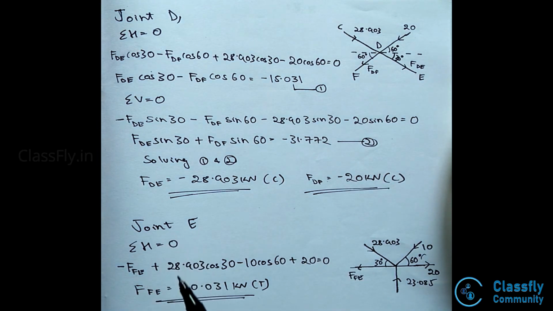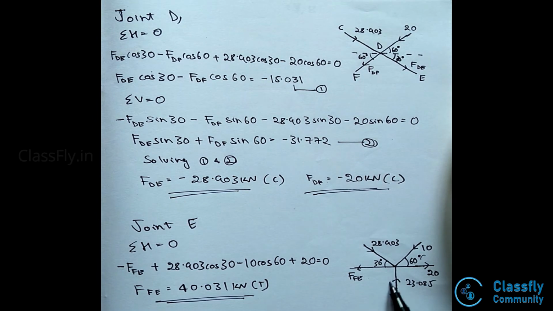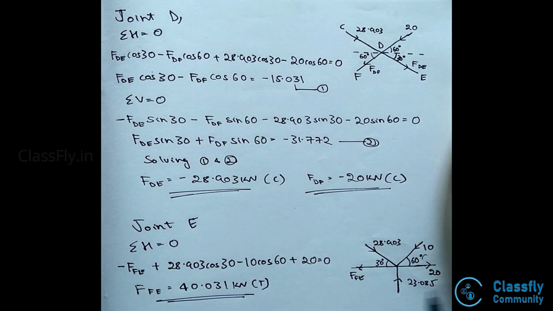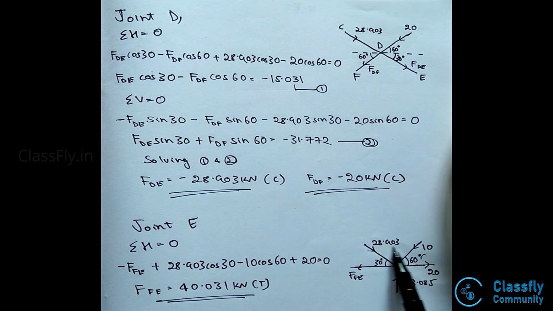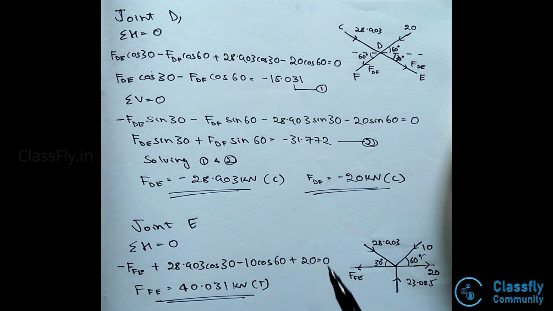Now, consider the last joint, that is joint E. Hence, we have the forces 28.903, the 10 kilonewton load, force FEF, the reaction force at E, that is the vertical reaction force 23.085, and the horizontal reaction force 20 kilonewtons. Hence, applying summation H is equal to 0, we get minus FEF plus 28.903 cos 30 minus 10 cos 60 plus 20 is equal to 0. Hence, upon solving, we get the value of FFE to be 40.031 kilonewtons, which is a tensile force. Hence, now we have found the forces acting on all the members.